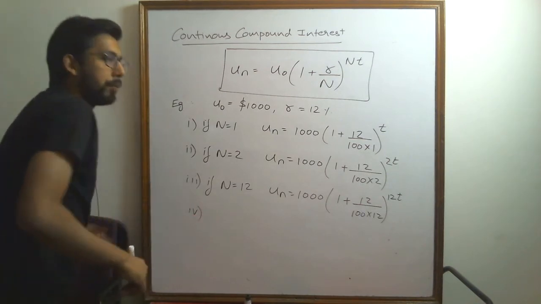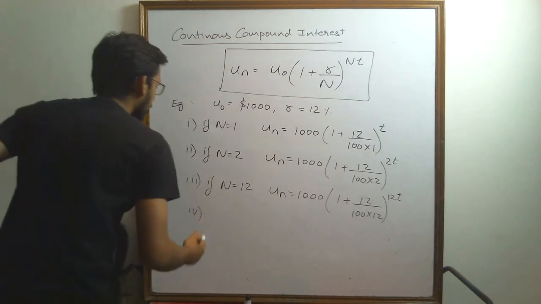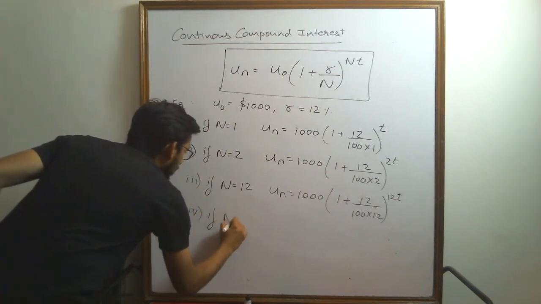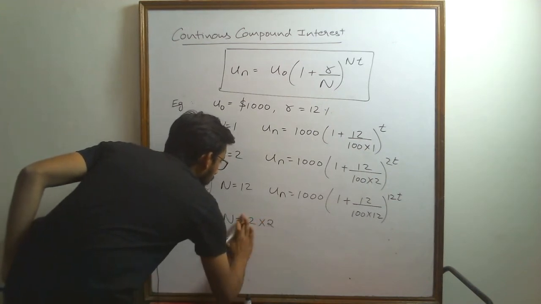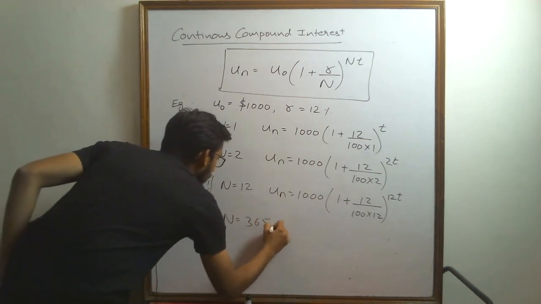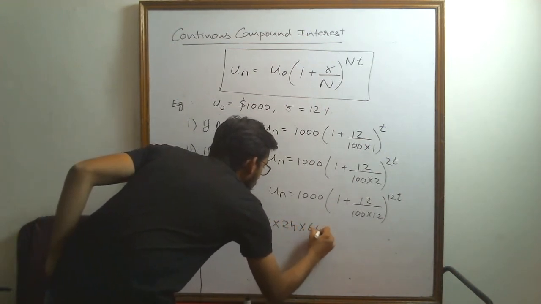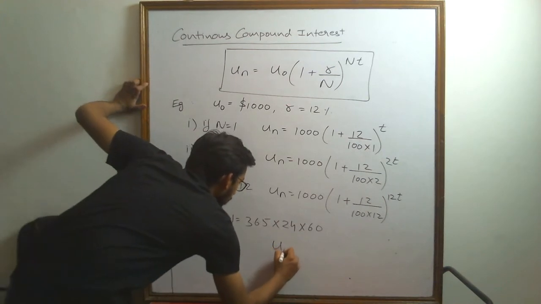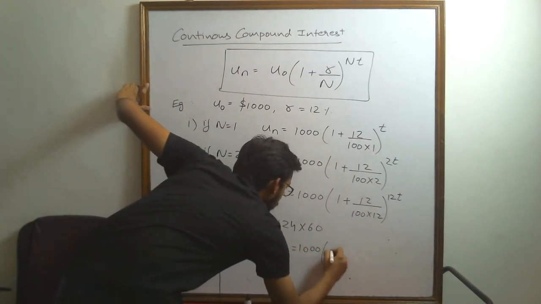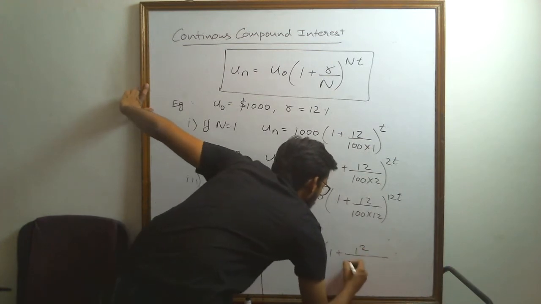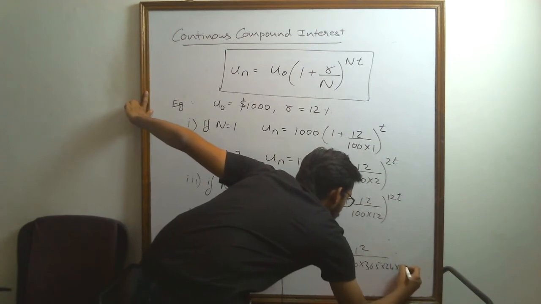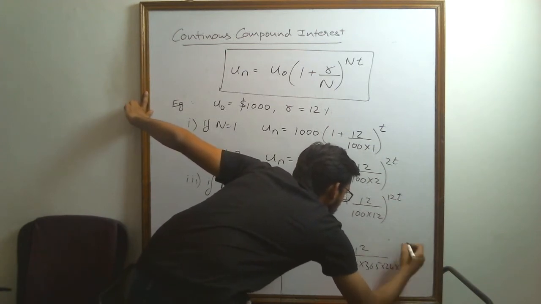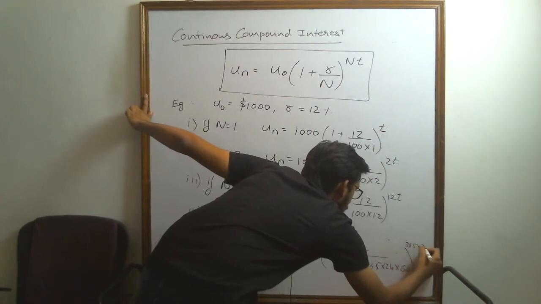If it is compounded every minute, then capital N will be equal to 365 into 24 into 60. So Un will be equal to 1000 into 1 plus 12 upon 100 into 365 into 24 into 60 whole to the power 365 into 24 into 60 into t.